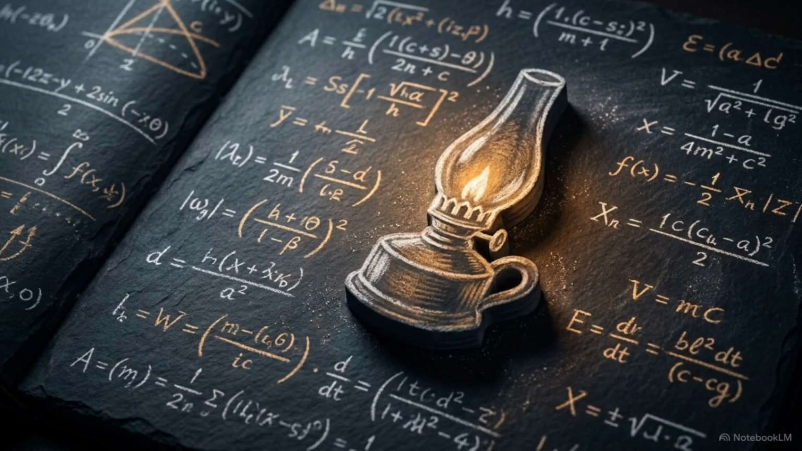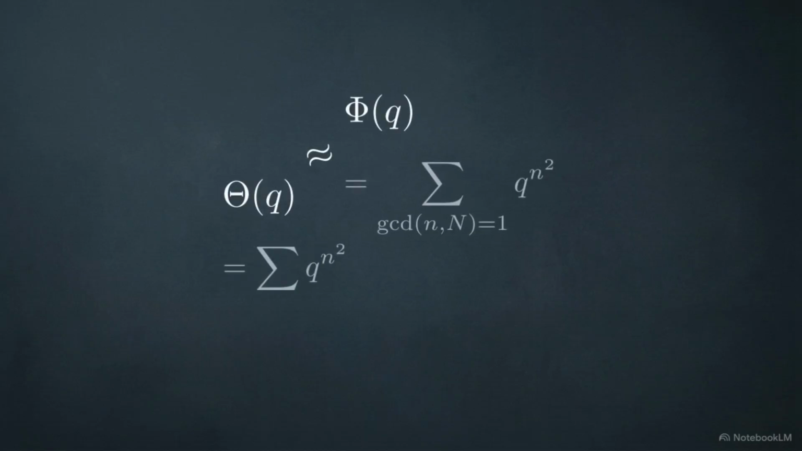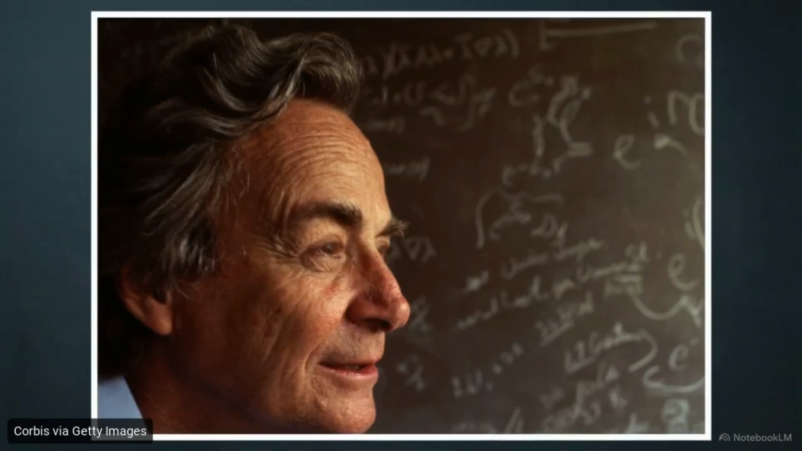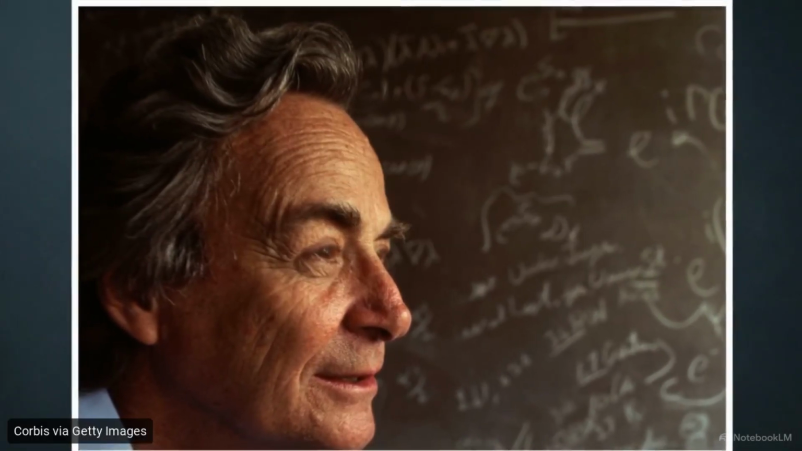In 1920, the mathematician Srinivasa Ramanujan wrote down a series of equations he called mock theta functions. They behaved almost like standard modular forms, but they required a specific, mysterious correction term to balance them, a remainder he never fully explained. 28 years later, Richard Feynman formulated the path integral approach to quantum mechanics.